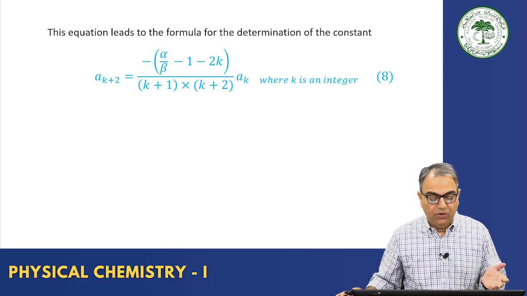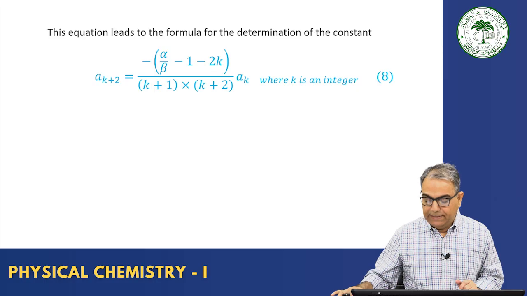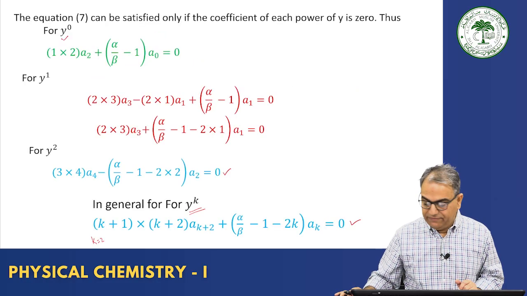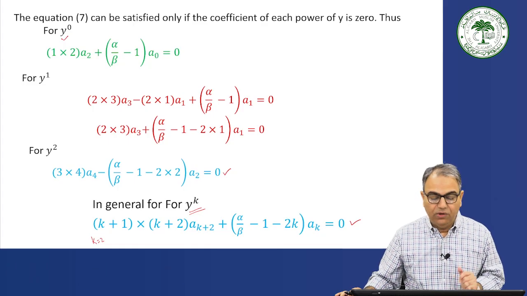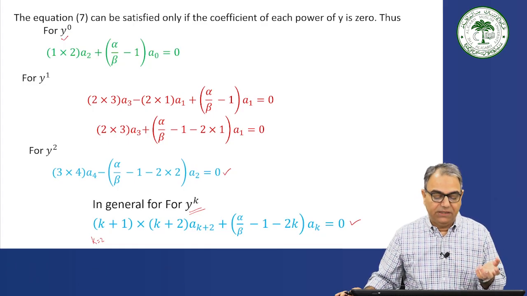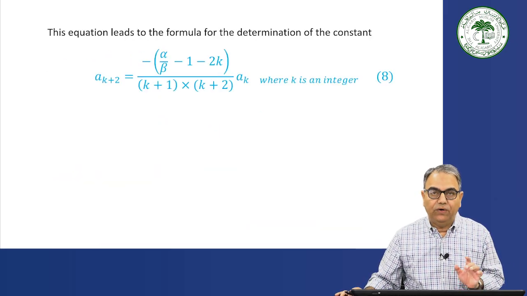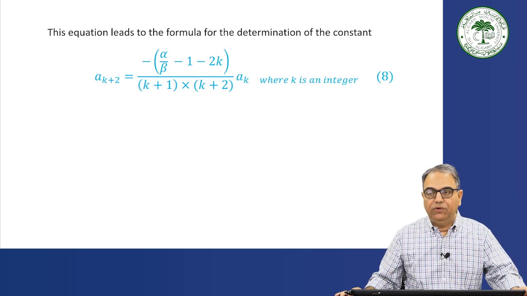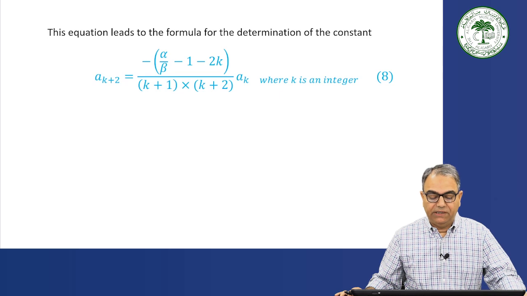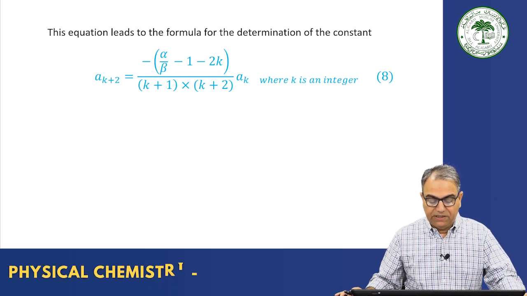Looking at the equation for y raised to the power k, if it is y raised to the power 2, then k is equal to 2. If it is y raised to the power 3, then it will be something else. If it is y raised to the power 4, then k will be something else. So it could be anything, not always 2. It is 2 only when we are talking about y raised to the power 2. So the rearrangement will give you a k plus 2 equals minus alpha divided by beta minus 1 minus 2k, divided by k plus 1 into k plus 2, into ak, where k is an integer.